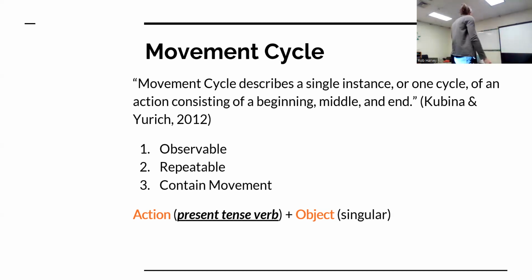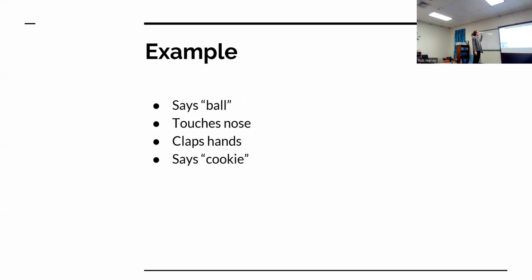So that's the movement cycle. Action, object. So examples: says ball, touches, knocks, claps, says cookie. Right? Verb, object, easy peasy.